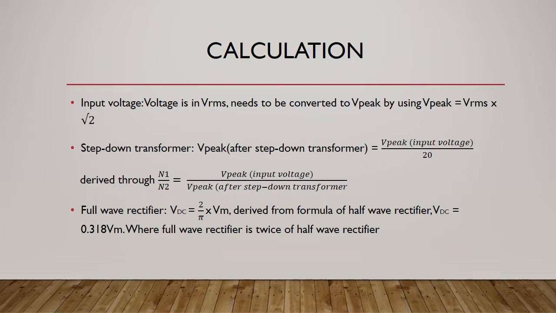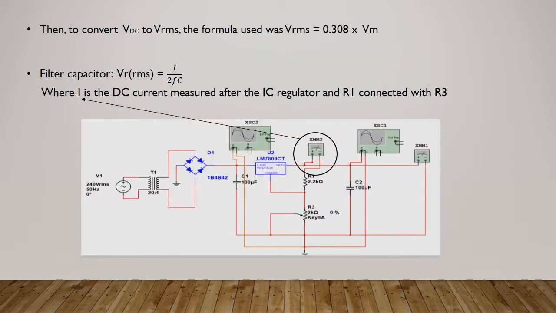For the full wave rectifier, VDC equals 2 over pi times Vm, derived from the formula of the half wave rectifier, VDC equals 0.318 Vm, where the full wave rectifier is twice the half wave rectifier formula. That is why we get 2 over pi times Vm. Then to convert the VDC to VRMS, we use VRMS equals 0.308 times Vm.